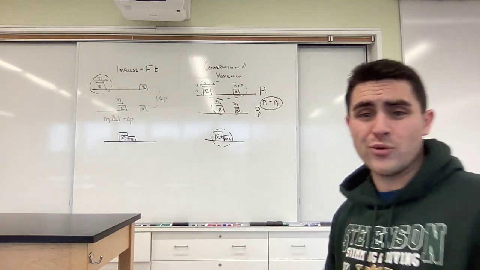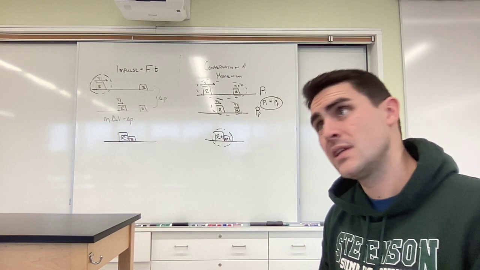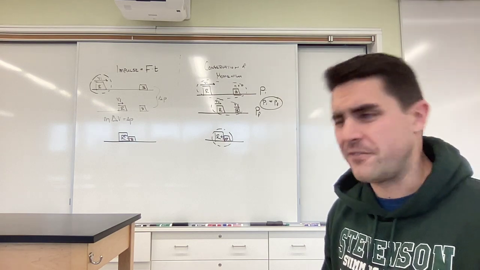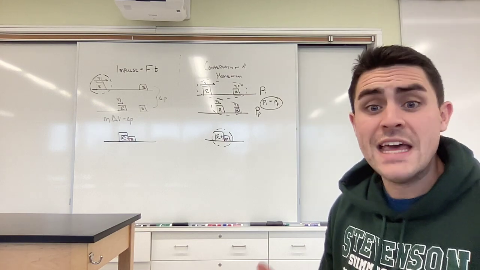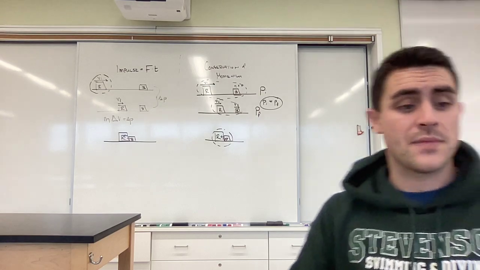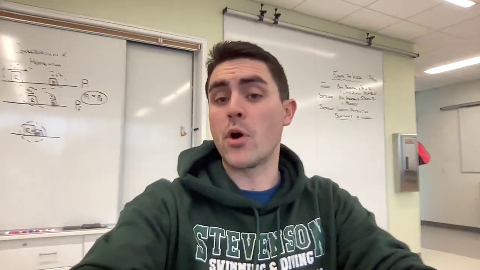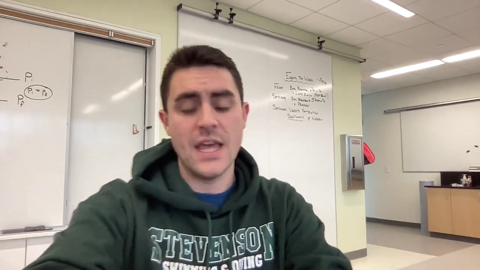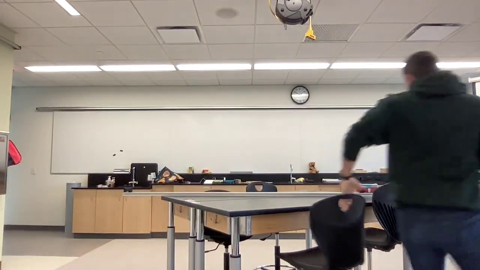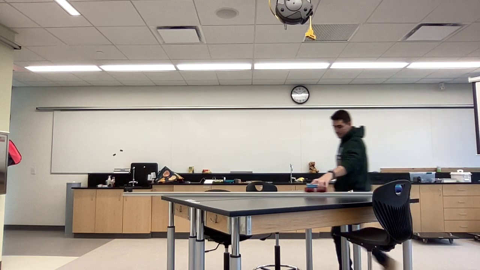Now, there are three different kinds of collisions that we might consider, or maybe four, but there are a couple of different kinds of collisions, and let's look at them. The first one is called a perfectly inelastic collision. This is when two objects collide and stick together. Let's go ahead and check this out.